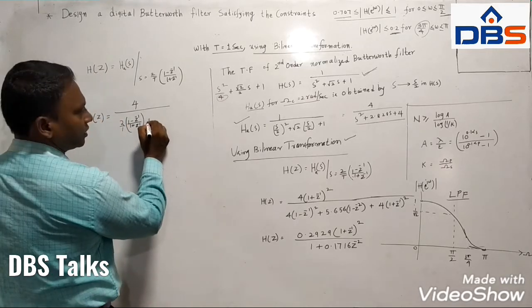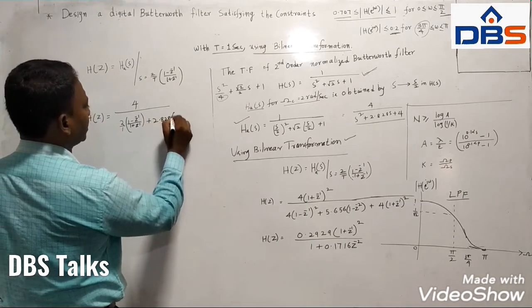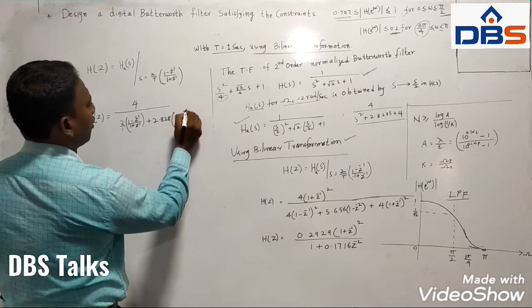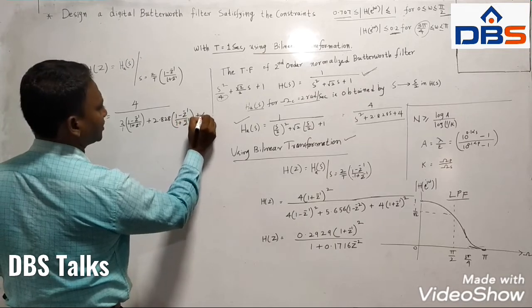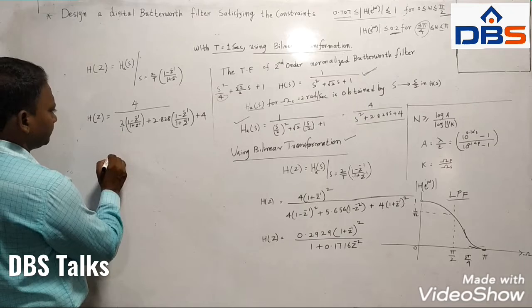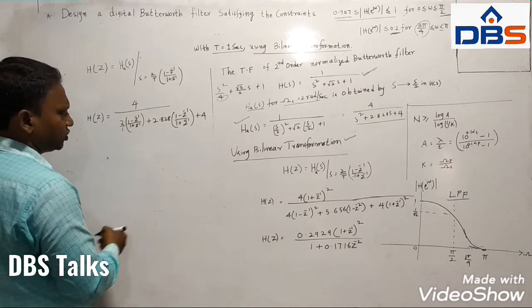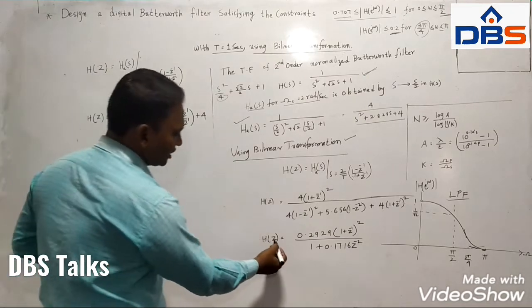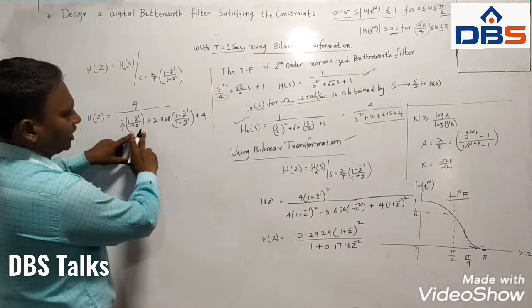And after that 2.828, and in the place of s, substitute 1 minus z inverse by 1 plus z inverse, plus 4. Then you take the LCM and simplify, and you will finally get this H of z. Take the LCM. What is the LCM here? 1 plus z inverse.